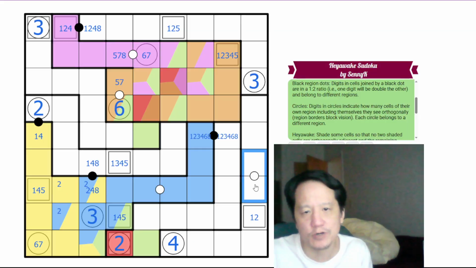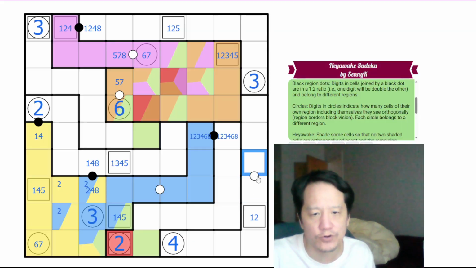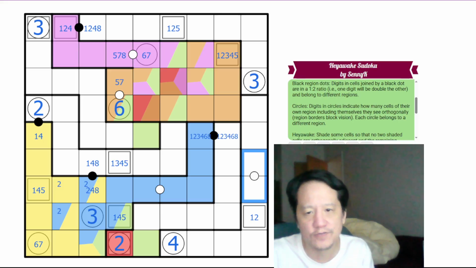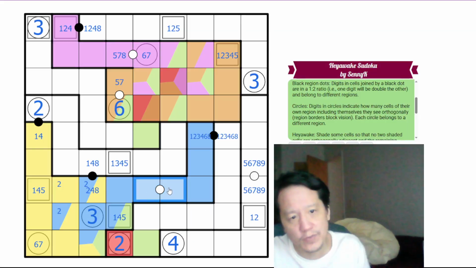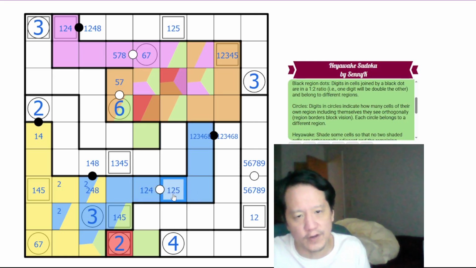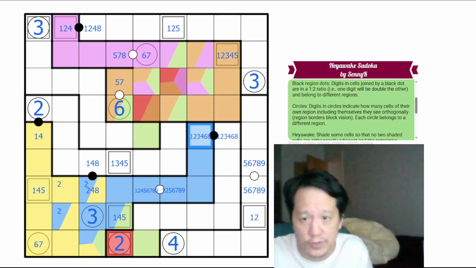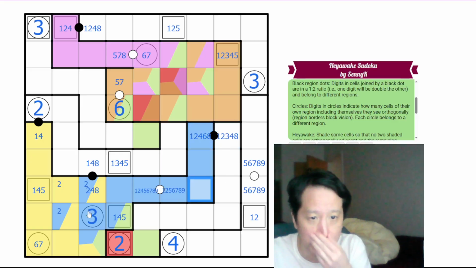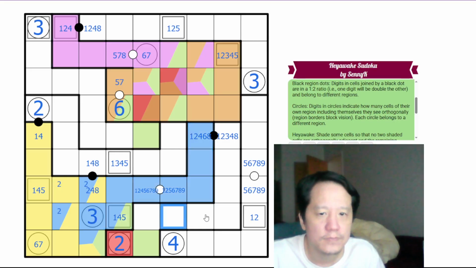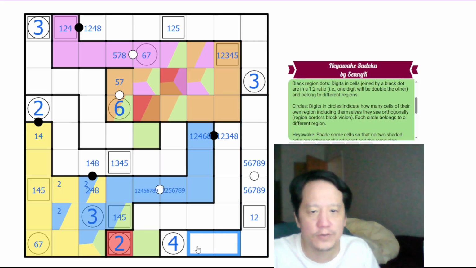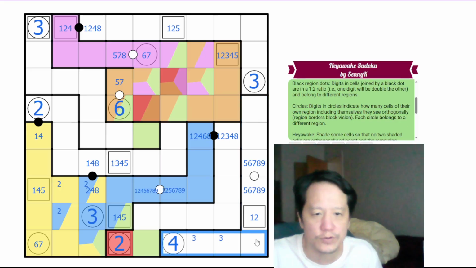This cannot be 1 and 2. No 2, 3, no 3, 4, no 4, 5. It's 5 through 9 here. Okay, this cannot contain 3. So technically it could be 1, 2. Could be 4 with 5 there. This can't be 3, so this can't be 6 there because of 3 in the region. 3 cannot be here. 3 has to be one of these two for this region.